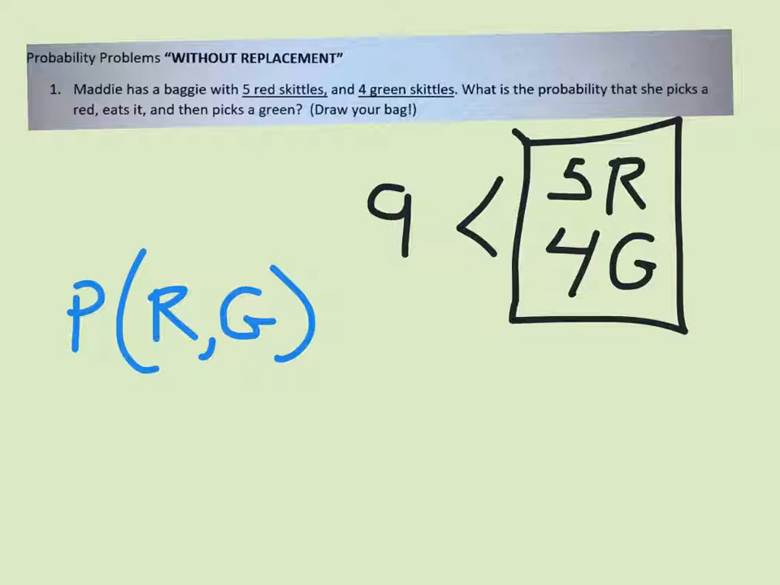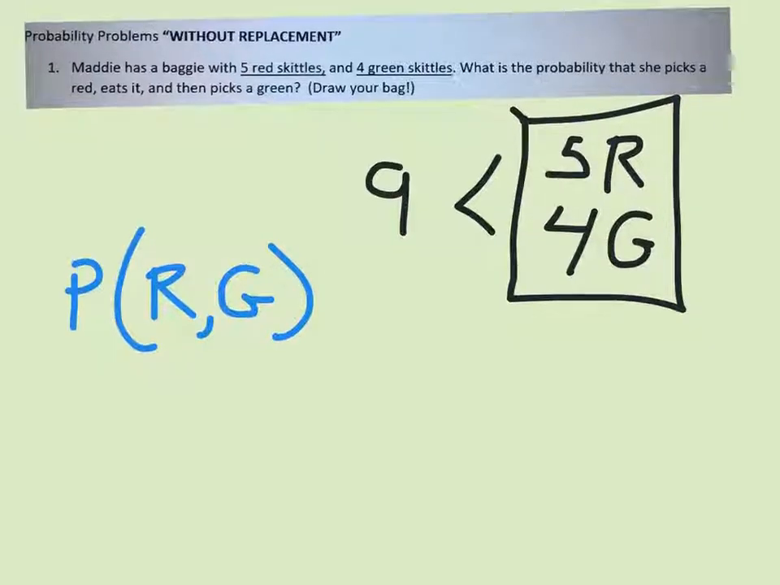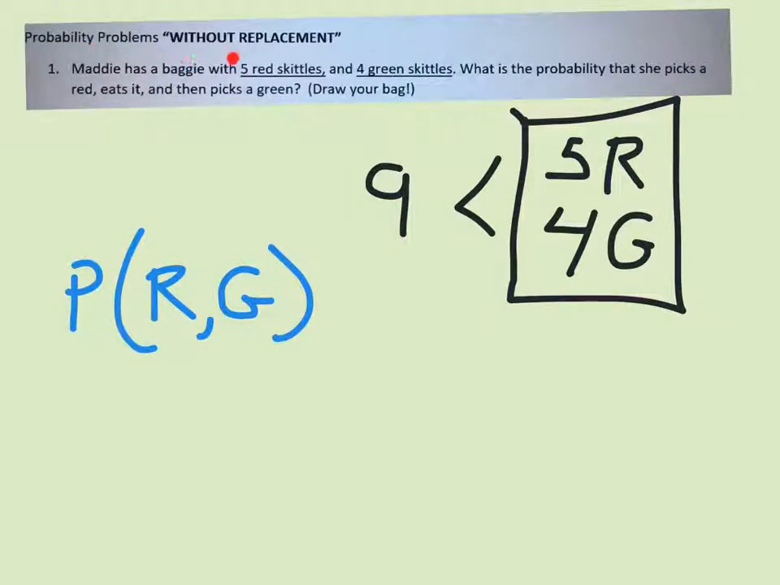All right, so now we are doing the back side of this sheet, and we are doing problems without replacement. That means if we take something out of a bag or a box, we are not going to replace it or put it back. All right, so Maddie has a bag with 5 red Skittles and 4 green Skittles. What is the probability that she picks a red, eats it, then picks a green?